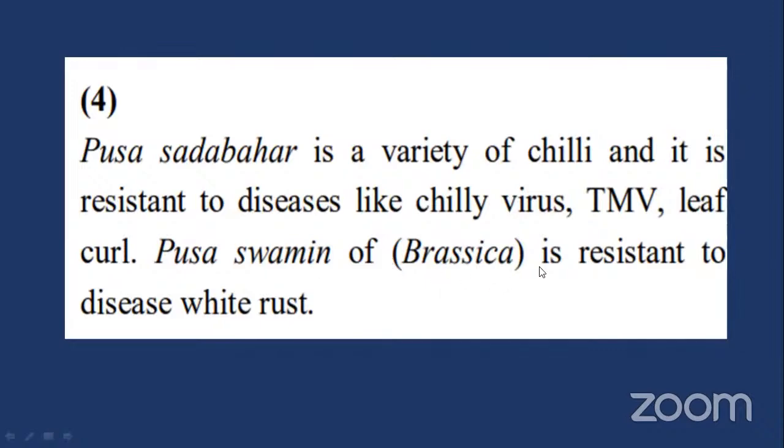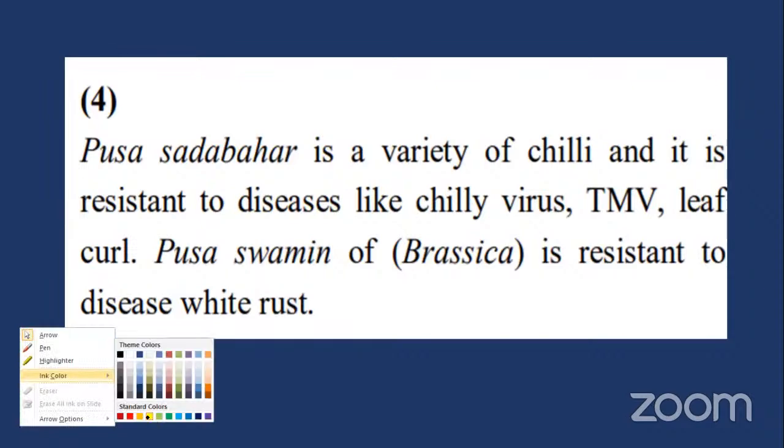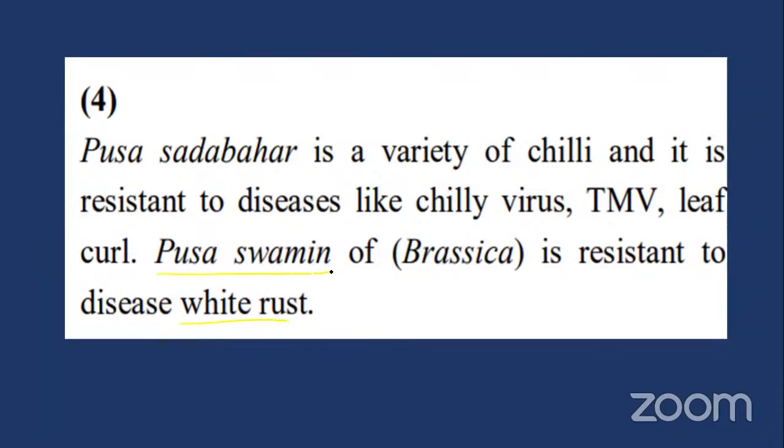Pusa Swarnim of Brassica is resistant to the disease white rust. So the option which is responsible for white rust resistance is Pusa Swarnim. Here they have given Pusa Sadabahar. Know the difference between these two. Which is the white rust disease resistant variety? Pusa Swarnim is the one. See the second letter, W, isn't it? Pusa Swarnim, the second letter is W. Here the first letter is W. So it is also an interrelation. Sometimes it's a small clue, you can easily identify the answer.